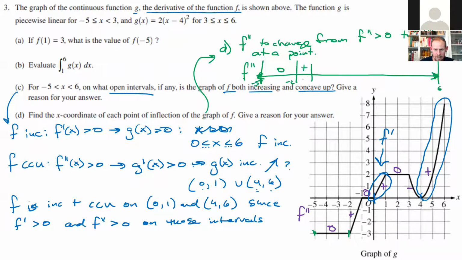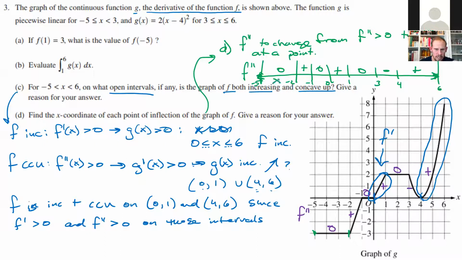Like the graph is going up, so it's positive. And then from -1 to 0, it's flat again, so it's 0. And then from 0 to 1, it's positive again because the graph is going up. And then from 1 to 3, it's 0 again because it's flat. And then from 3 to 4, it's negative because it's going down. And then from 4 to 6, it's positive because it's going up.